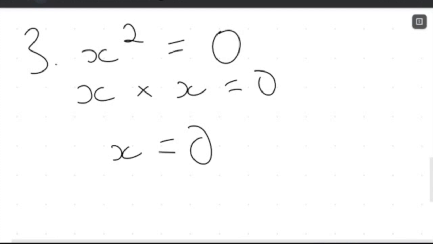Now here, you may be tempted to think, okay, well, in the previous examples, when I took the square root of 9, I got positive 3 and negative 3. But 0 is a very special number. It is neither positive nor negative. It's just itself. It's just 0. It represents nothing. So you can't have positive nothing or negative nothing. You just have nothing, right? So 0 is the only solution here.